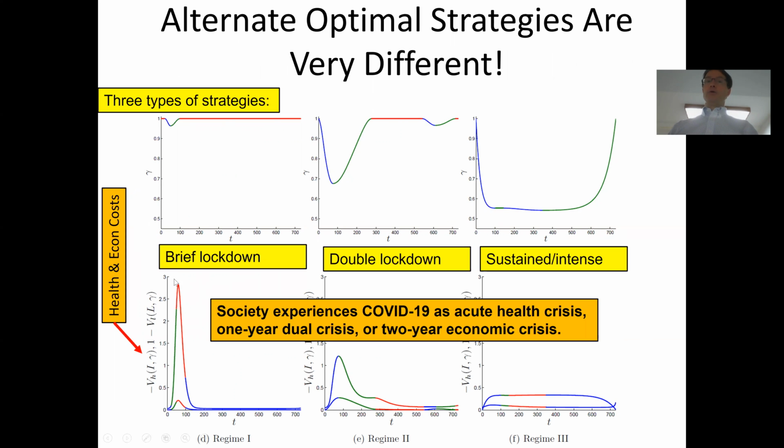If you do a brief lockdown, there is a massive health cost, but little economic cost. That society experiences COVID as a health crisis. Over on the right-hand side, it's the opposite. There are very low health costs because few people get infected, but massive economic costs. So that society would experience COVID as a big economic dislocation. And then there's in between. And the point here is that all 3 of those strategies are alternative optimal strategies for the exact same equations and the exact same set of parameter values.